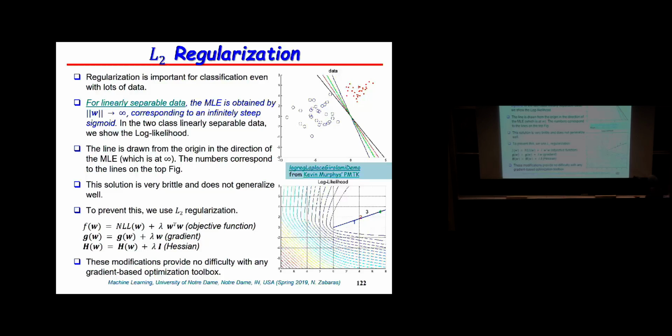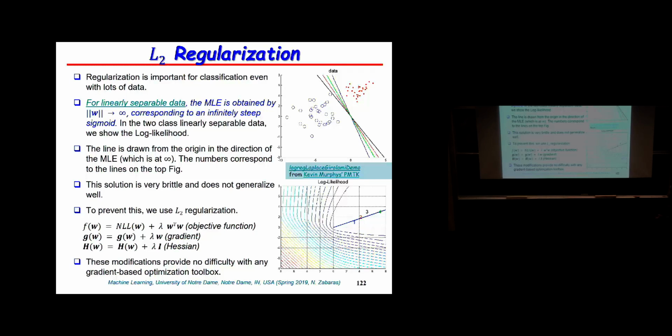This blue line starts from the origin, this is 0,0, and it goes all the way to infinity, where the MLE estimate says that when the gradient gets to 0, W goes to infinity. So as we keep going from here to infinity, we are getting different solutions. And the different colors for these lines correspond to different points on this line towards infinity. So this is 1, I suppose this is 2, this is 3, and this is 4, okay?